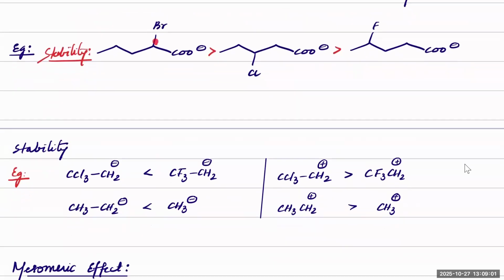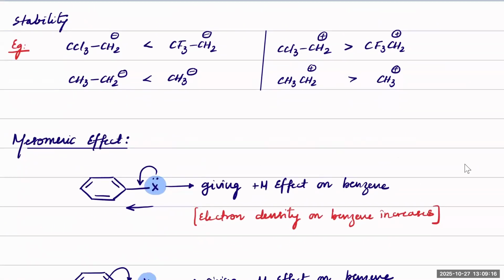Check out this example: bromine is a withdrawing group, chlorine is a withdrawing group, fluorine is a withdrawing group. But distance comes as the first factor. That's why bromine is given more priority than chlorine than fluorine. Okay. Next, CF3 and CCl3, if you compare, CF3 is more strongly withdrawing. Therefore, this anion is more stable. While for a carbocation, you know that stability decreases if more withdrawing groups are there. So CF3 is strongly withdrawing, so this is less stable and this is more stable. Similarly, CH3 minus is more stable than the ethyl anion, while CH3 plus is more stable compared to the ethyl cation.